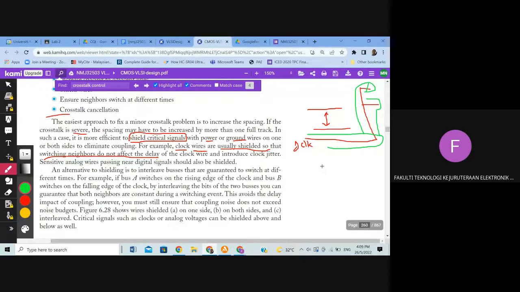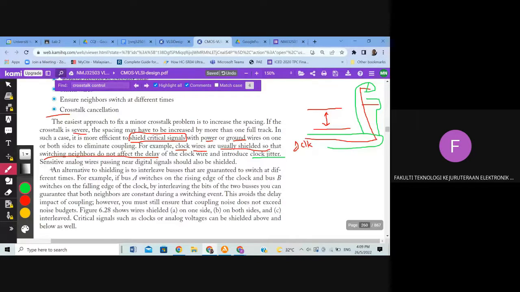Okay, to make sure that our clock arrives at the desired time, or at least an acceptable arrival time, right? So usually they shield the wires for the clock, and then that does not affect the delay of the clock wire and introduce clock jitter. So another issue of the clock is clock jitter. That's why they shield the clock wire.